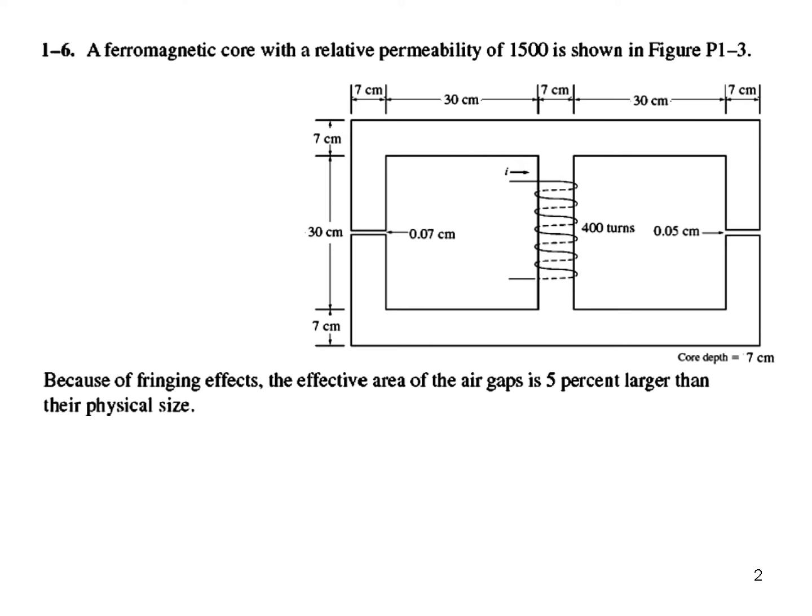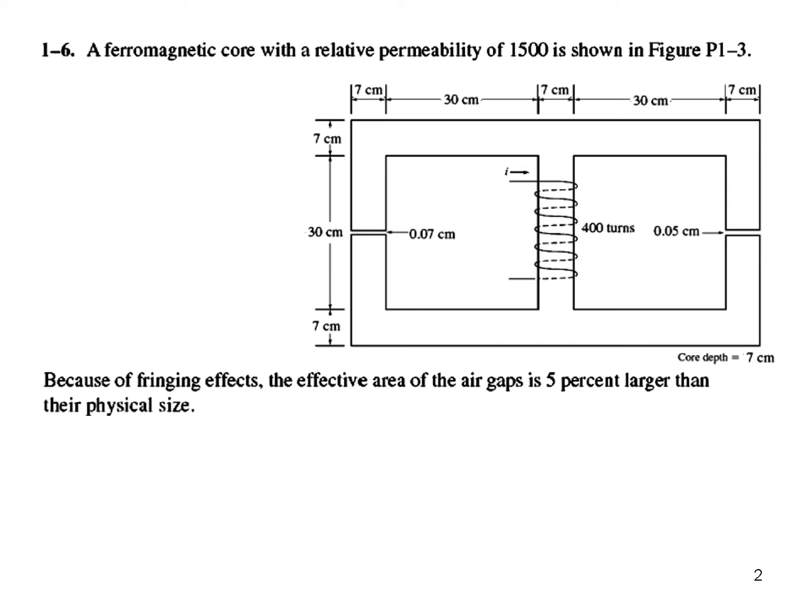Okay, so let's see the question. A ferromagnetic core with a relative permeability of 1500 is shown in the figure. So this is the core. Now let's see features of the core. First of all, note that all the widths are same. So 7 centimeter everywhere.